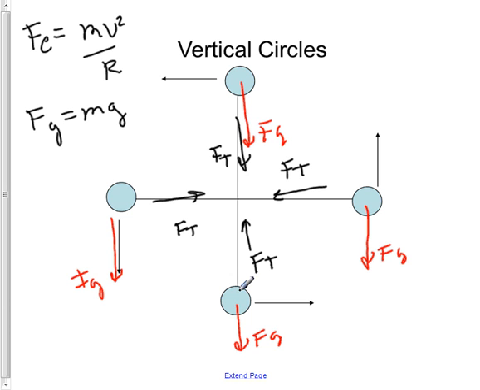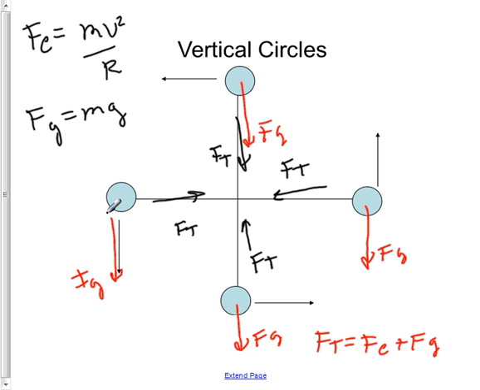At the bottom position, we notice that gravity is pulling away from the circle, so tension force now has to do the centripetal force plus the gravity. So force tension at this position equals force centripetal plus force gravity.